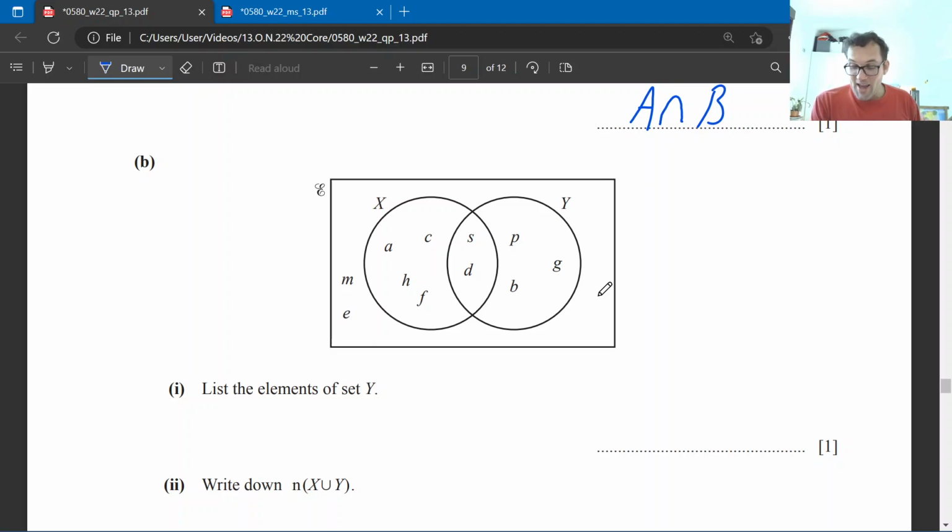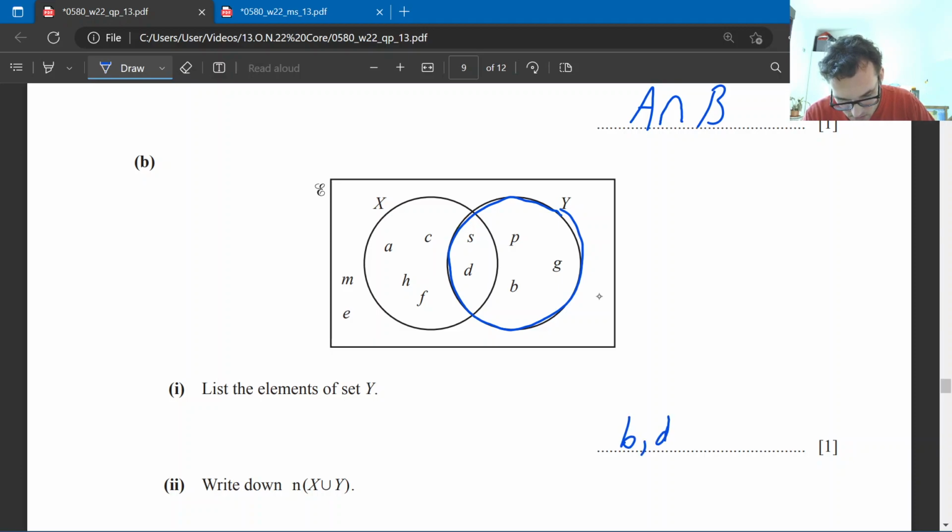Part B, the elements of Y. This is Y. Y is the whole circle. So all the elements, all the things in there. Okay, so it's B, D, S, P, G. Are we going to put them alphabetically? I'm sure it doesn't have to be.